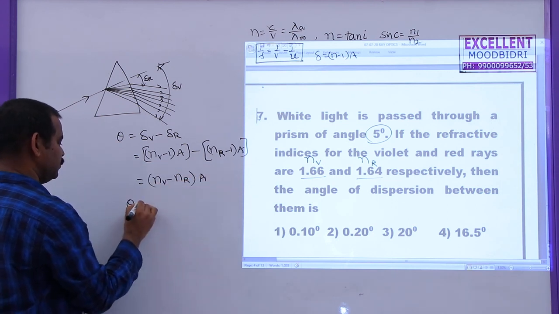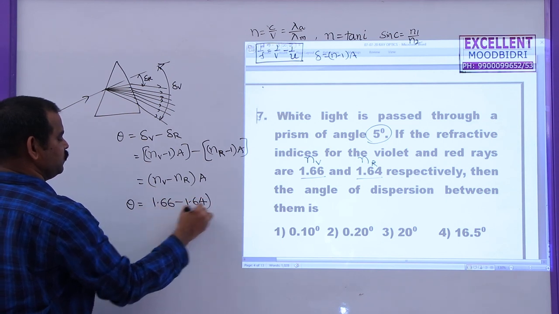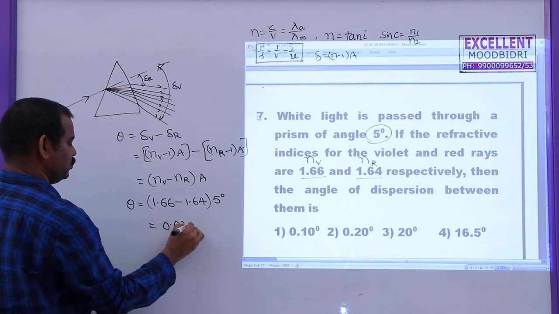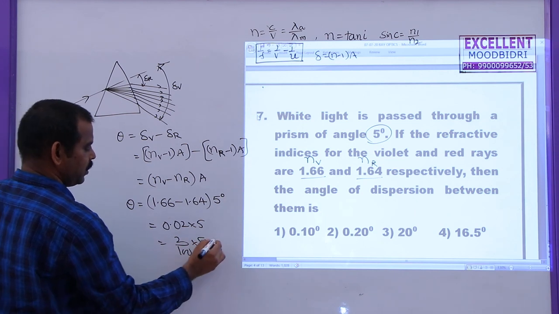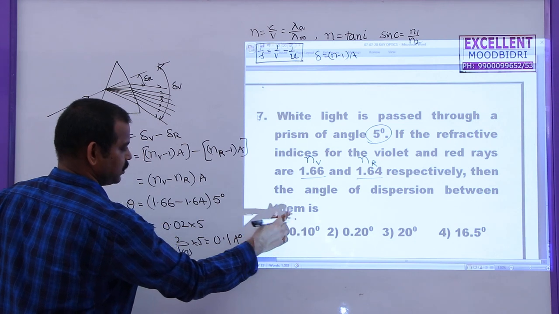So the total angle of dispersion is given by 1.66 minus 1.64 into the angle of prism, 5 degrees. This is 0.02 into 5, that is 2 by 100 into 5, 10 by 100, or 0.1 degree. So option 1 is correct in this problem.